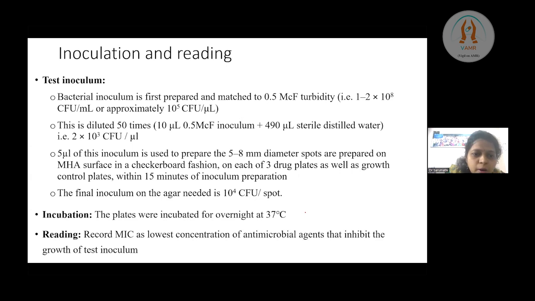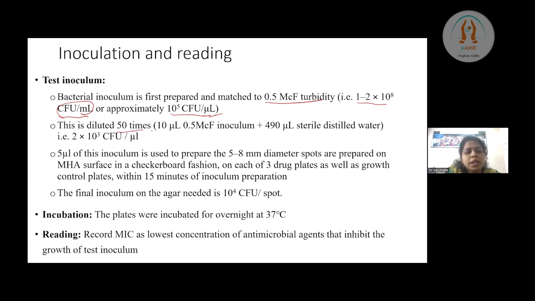First, the bacterial inoculum is prepared and matched to 0.5 McFarland. How much is 0.5 McFarland? It is approximately equal to 1 to 2 × 10^8 colony forming units per ml. So per microliter, how much will it be? It will be equal to 10^5 colony forming units per microliter.